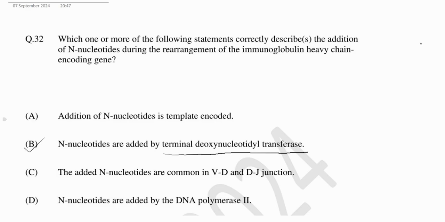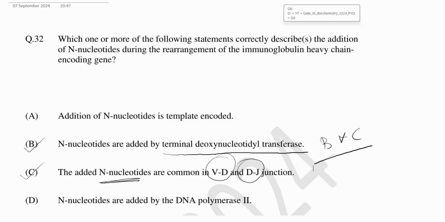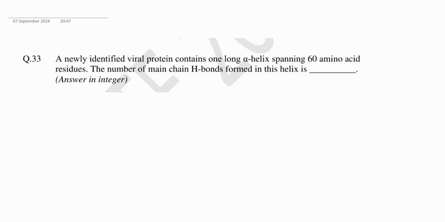And if you read about the VDJ recombination theory, the variable region mainly involves this VDJ recombination, and hence this addition of N nucleotides is very common in the VD and the DJ junction, and hence option C is also correct. So if you're quite thorough with immunology concepts, these are pretty easy to score. So the answer is option B and C. So this is a multi-select question. So we have to be really careful about choosing the right answer in order to get the full score. Moving on to the next question.